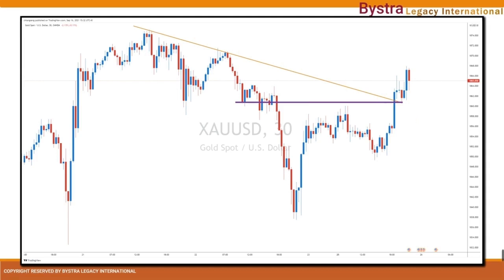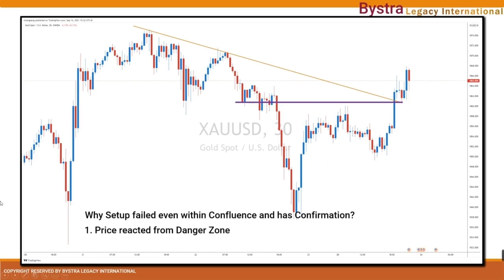Remember guys, when the price reacts from a danger zone, there is a reason why it is named a danger zone. So once it has reacted from a danger zone, any setup that you have, any perfection within the confluence, any confirmation will become very high risk. Okay guys, this is considered very high risk. So here I'm going to mark it one more time. Why did the setup fail even with confluence and confirmation?